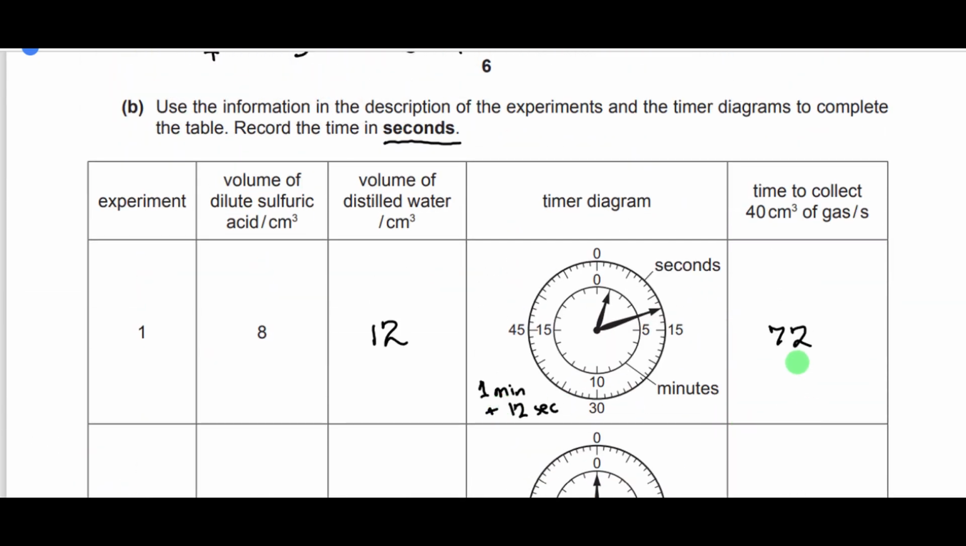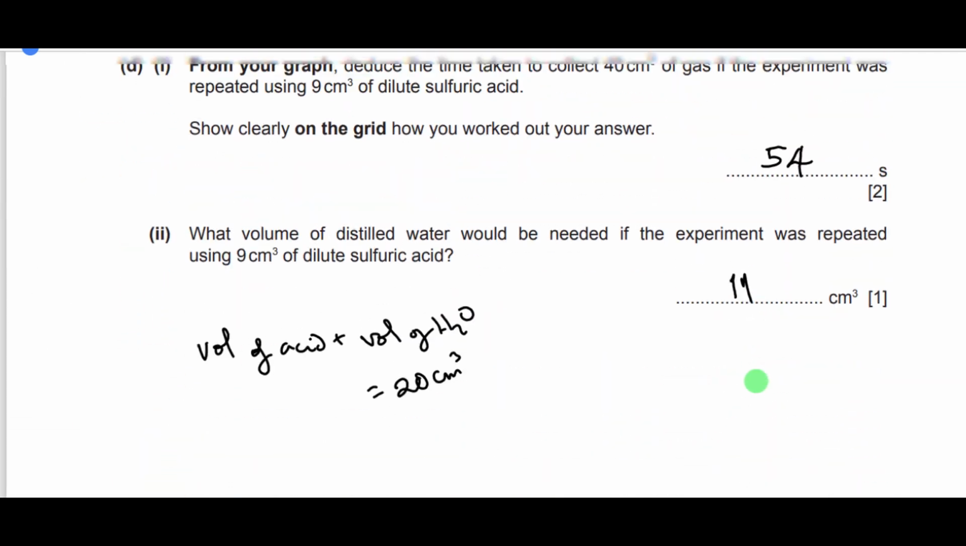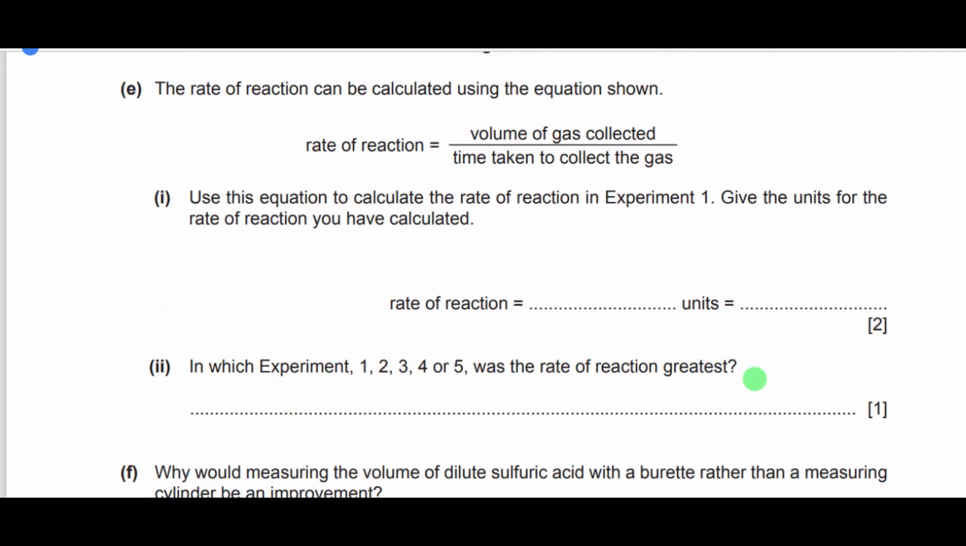Volume collected is 40 cm cube, okay? Then the time taken is what? 72 seconds, okay? So volume of gas collected, that is 40, over what? 72. That will give us 0.56. Now what will be the unit?